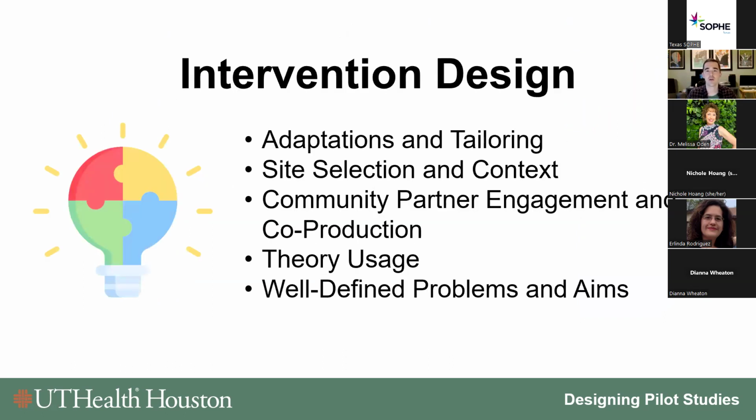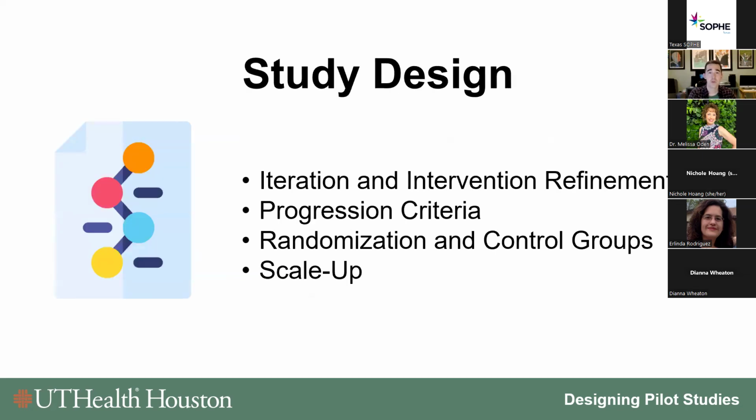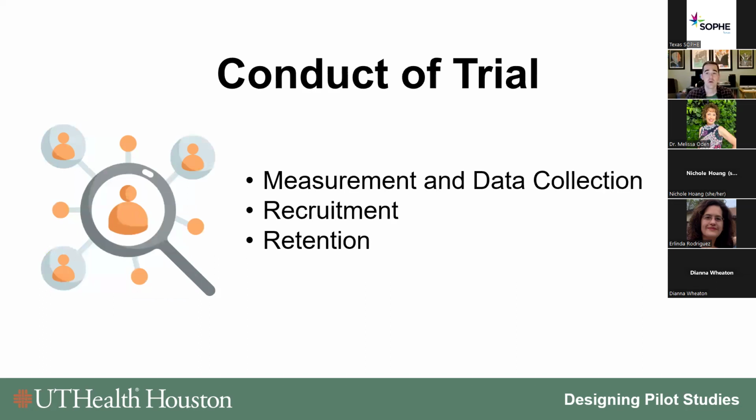So for example, for intervention design, we had these 5 different sub-themes: adaptations and tailoring, site selection and context, community partner engagement and co-production, theory usage, and then how do you craft well-defined problems and aims. For study design, we had some recommendations on iteration and intervention refinement, progression criteria, randomization and control groups, how you handle that in your study design, and then again, how you scale up your study. For the conduct of the trial: how we measure and collect data, how do we recruit, and how do we retain.